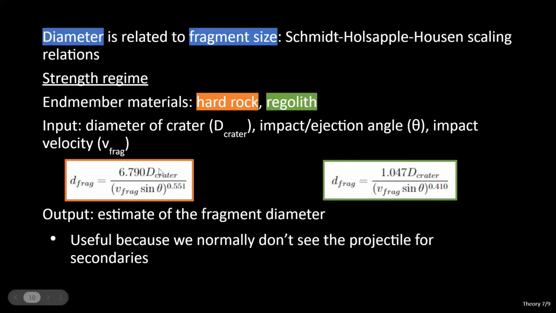This is for hard rock, this is for regolith, and out we get the diameter of the fragment that produced the crater. Note that the only difference between these equations is these parameters here. These are experimentally derived, so we need to check them. And this estimate of the fragment diameter is super useful because for secondary craters, you don't typically see the downrange projectile. It gets fragmented or vaporized or melted away. So we need to estimate the size.